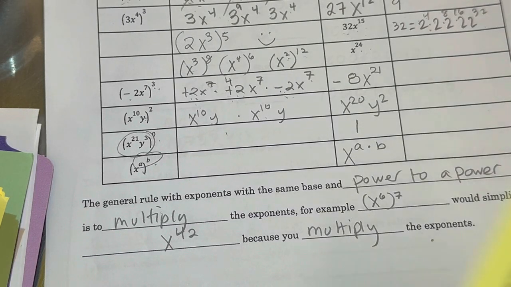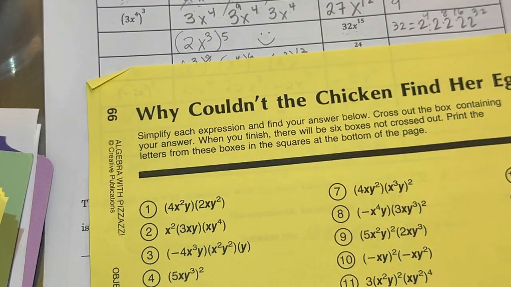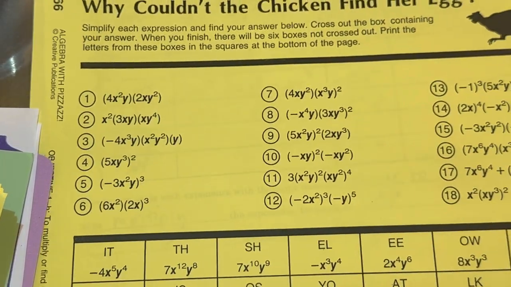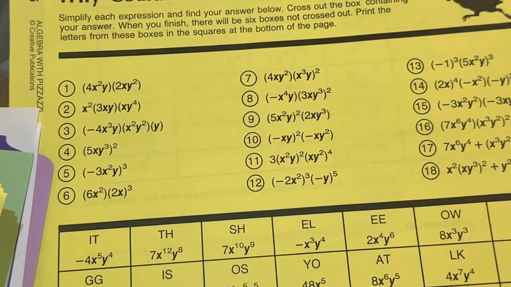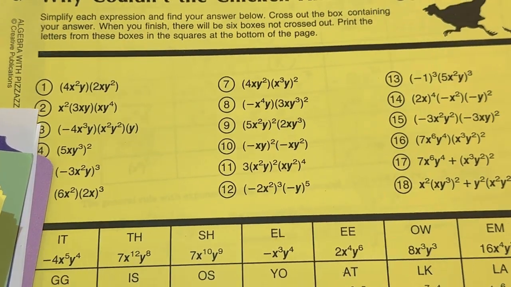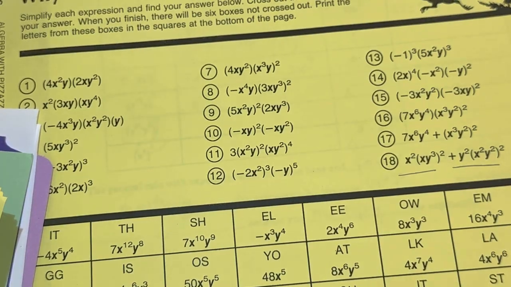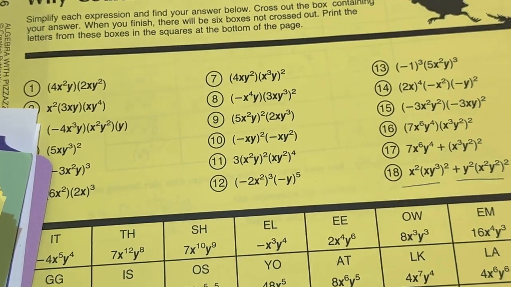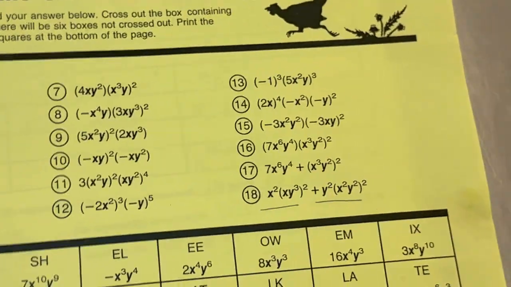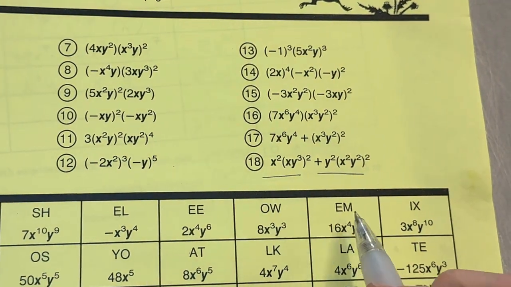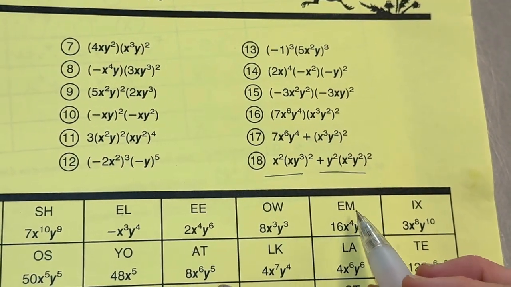So here we are. Why couldn't the chicken find her egg? We'll do a couple of these together. I'll actually start with number 18. Why not? Because it seems like the craziest one. Wow, there's a lot going on here.